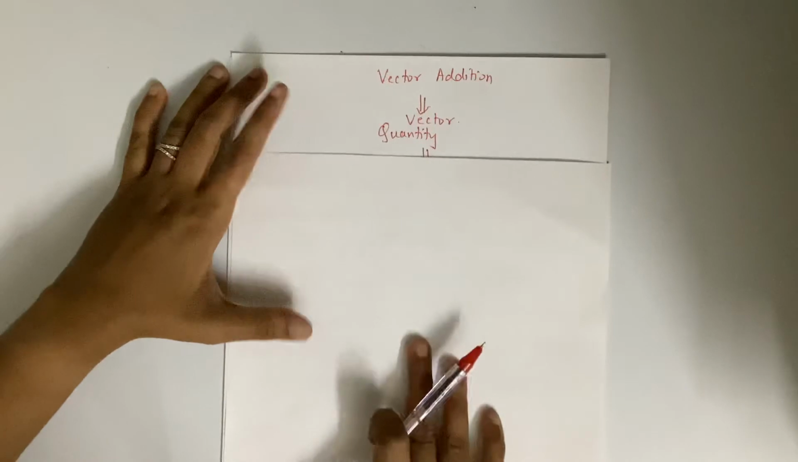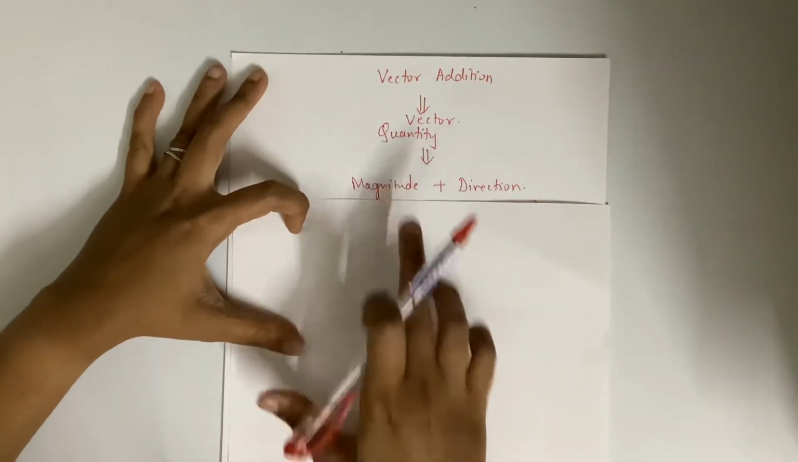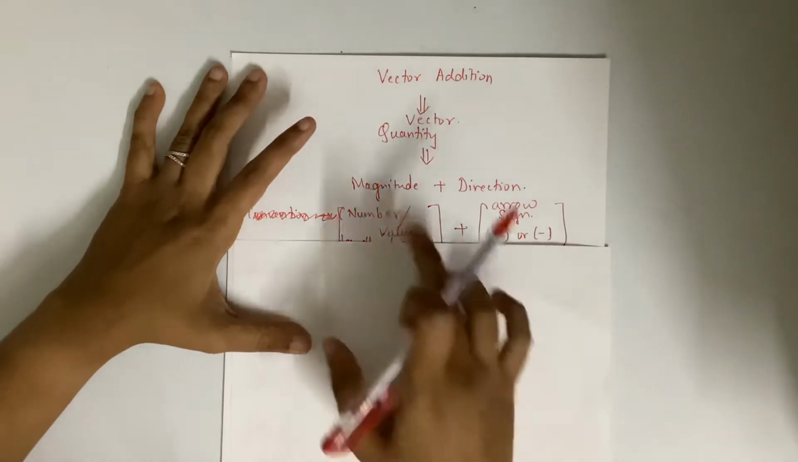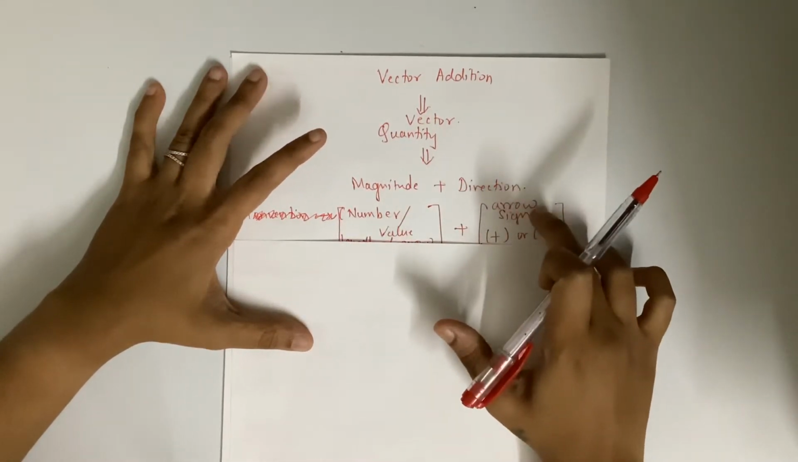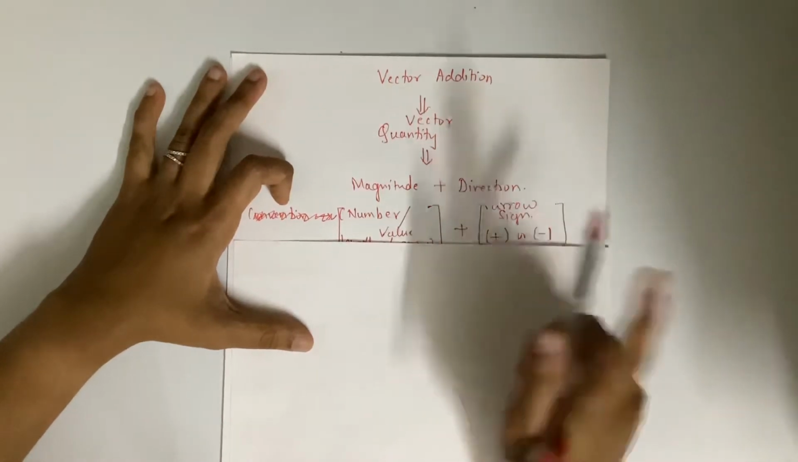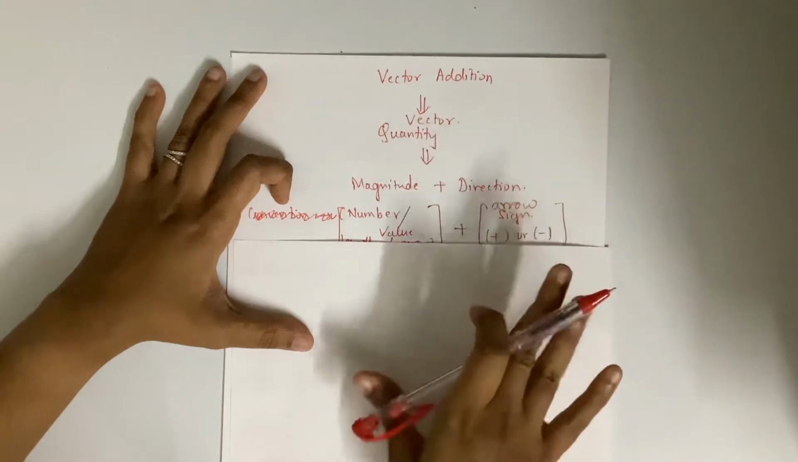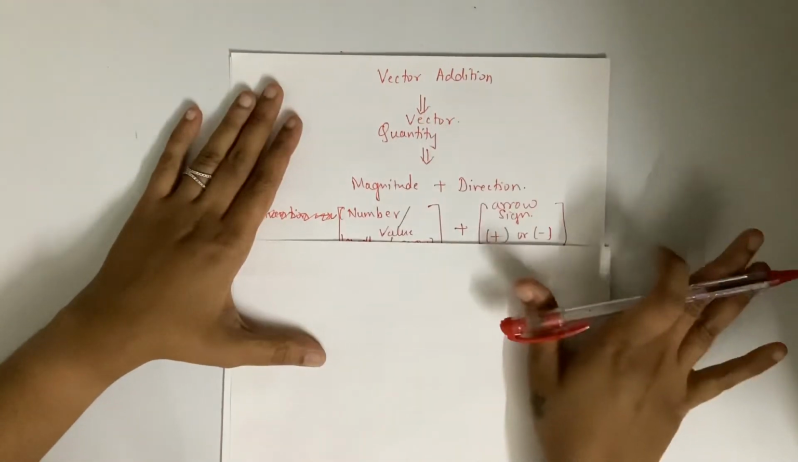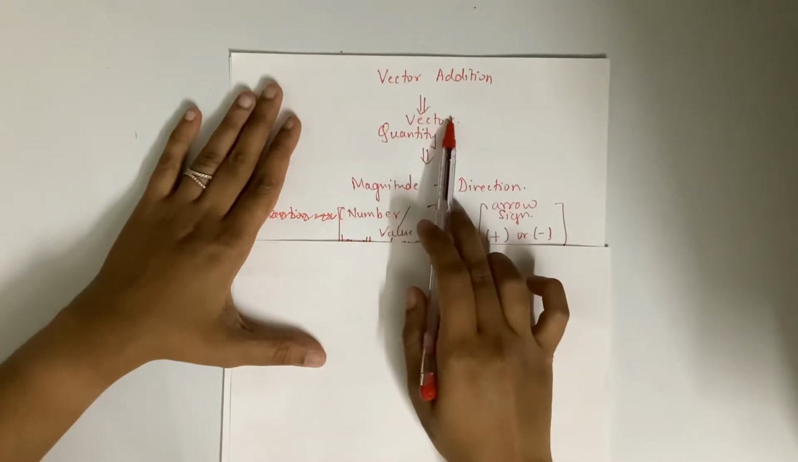A vector quantity is defined by its magnitude as well as direction. Now we already know that magnitude is a number or a value, and direction is represented by an arrow, that is, in which direction you are moving, whether it is moving towards east or the force is applied in a left direction or right direction. So those quantities are called vector quantities.